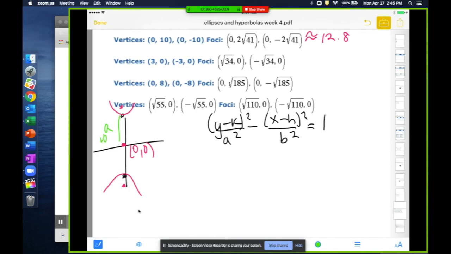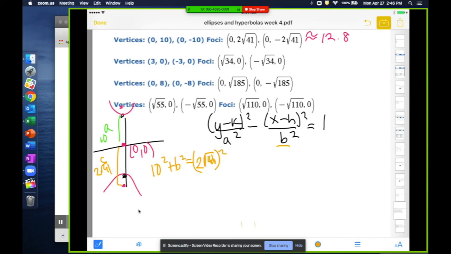So by definition, the a value is the distance from the center to the vertex, which I know is going to be 10. And then the c value is the distance from the center to one of the foci, or the focus, which is going to be 2 square root 41. I also know that a squared plus b squared equals c squared. So I don't know what b is, so I'm going to leave that as b in the formula.